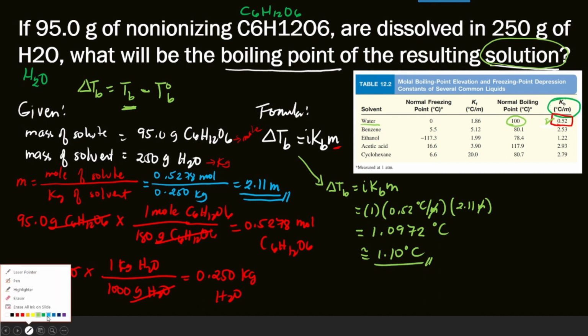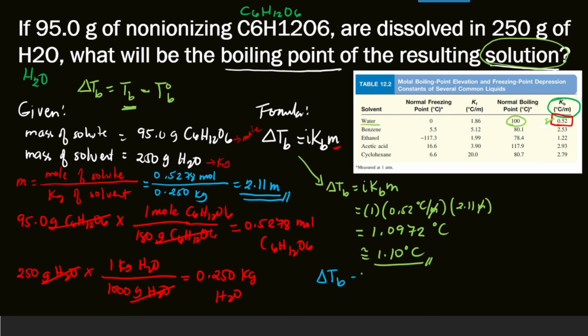Kasi hindi pa yan yung final answer niya eh. Okay? Kasi ang tanong dito, boiling point ng solution. Hindi naman sinabi yung boiling point elevation. Okay? Boiling point of the resulting solution yung tinatanong. Okay? So, from here, we have here the boiling point elevation is equal to the boiling point of solution minus boiling point of the pure substance.